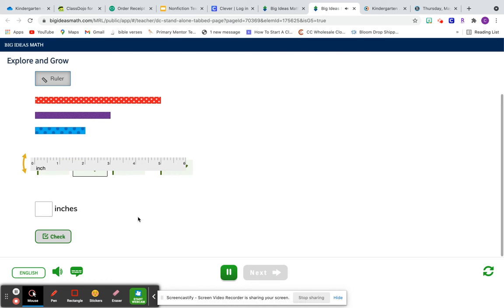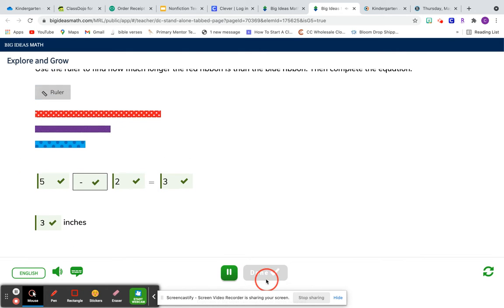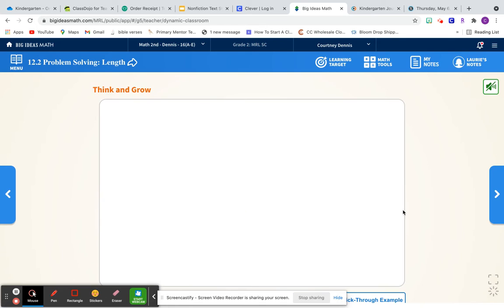How much longer is the red ribbon than the blue ribbon? So the red ribbon is 3 inches longer. Tell your partner why you didn't. All right, let's look at our think and grow.